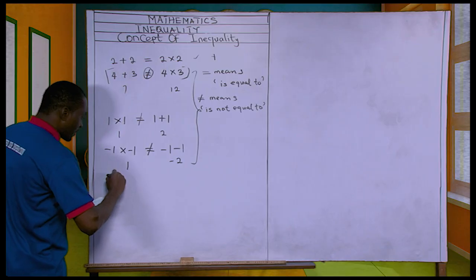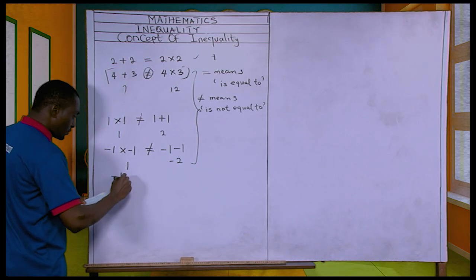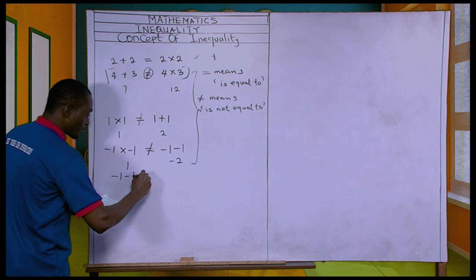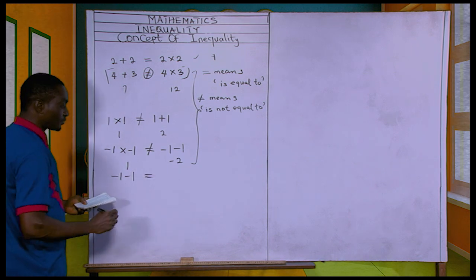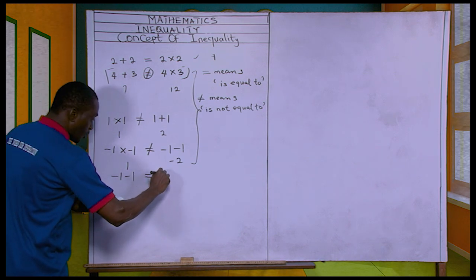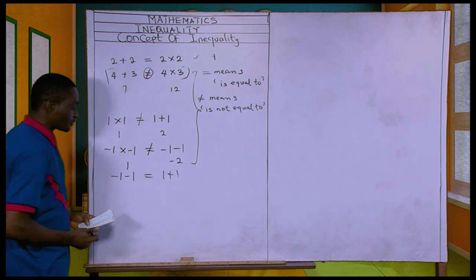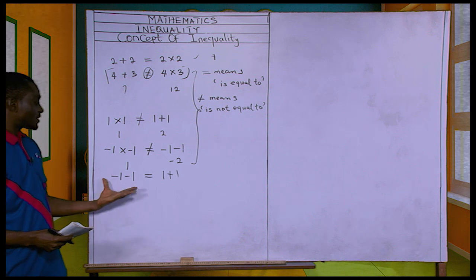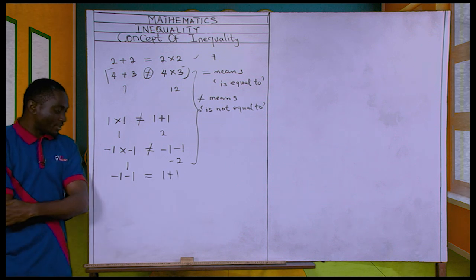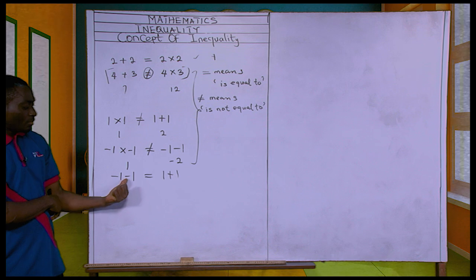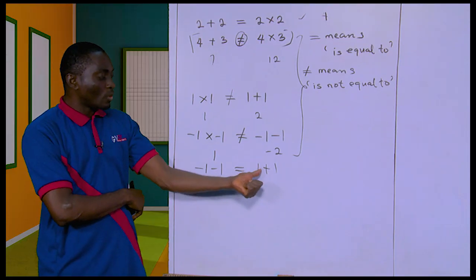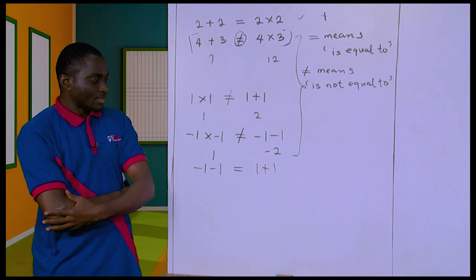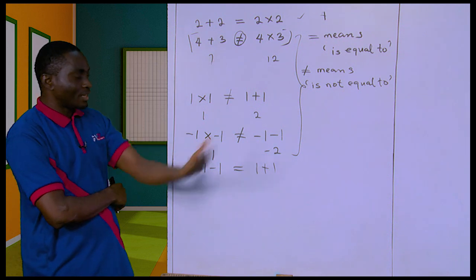Now, minus 1, we have 1 plus 1. Is this statement correct? If I write a statement like this, minus 1 minus 1 equals 1 plus 1, is it correct from what I've said now?